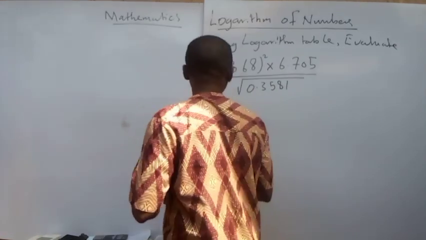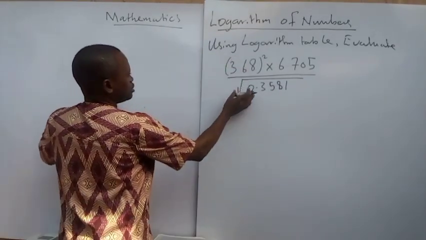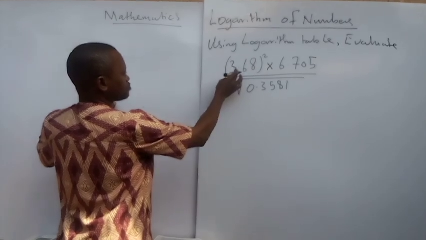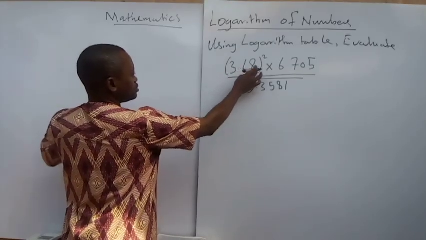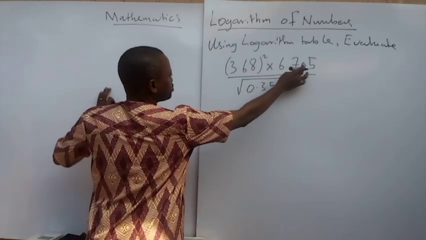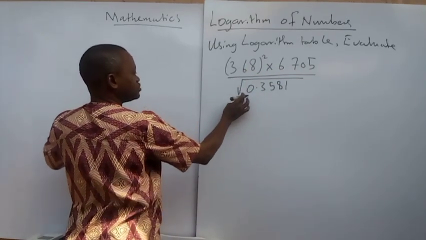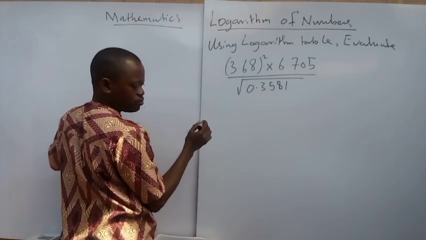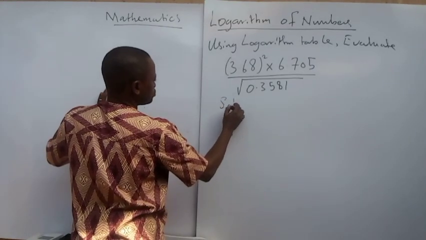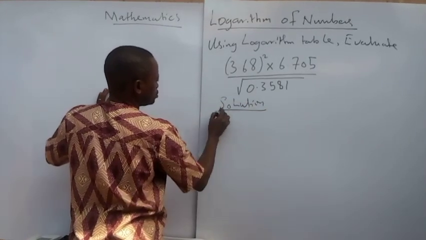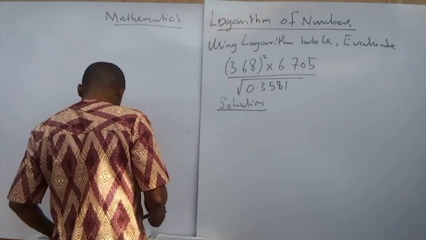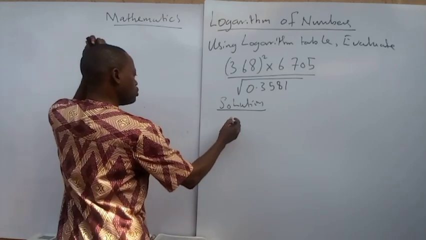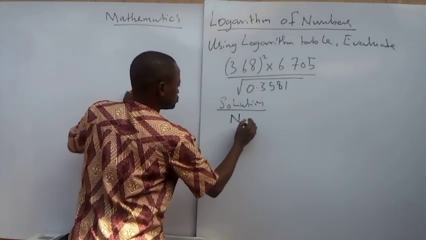This question says using logarithm table, evaluate 3.68 squared times 6.705 divided by root 0.3581. So quickly, I will write number, log.